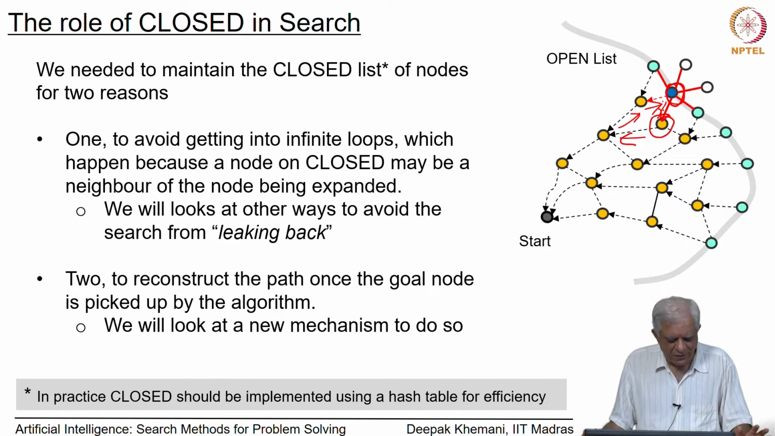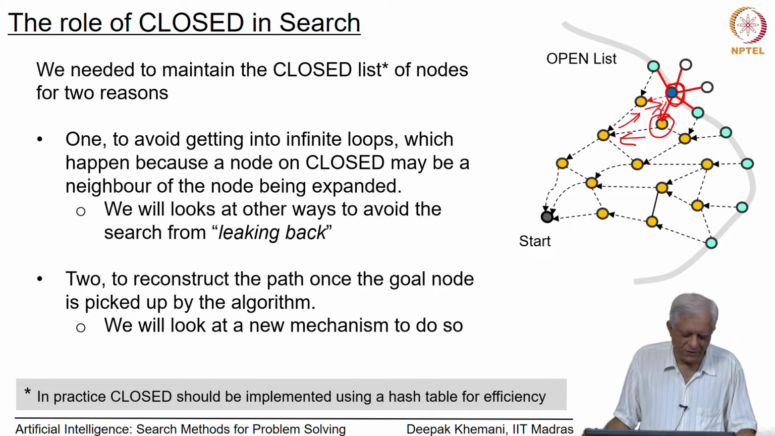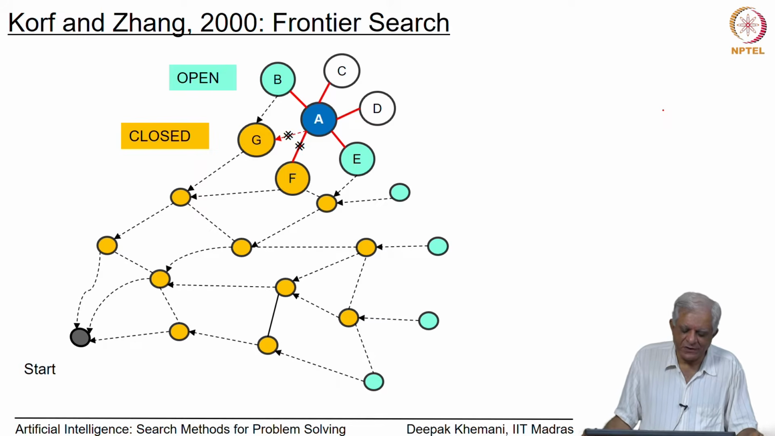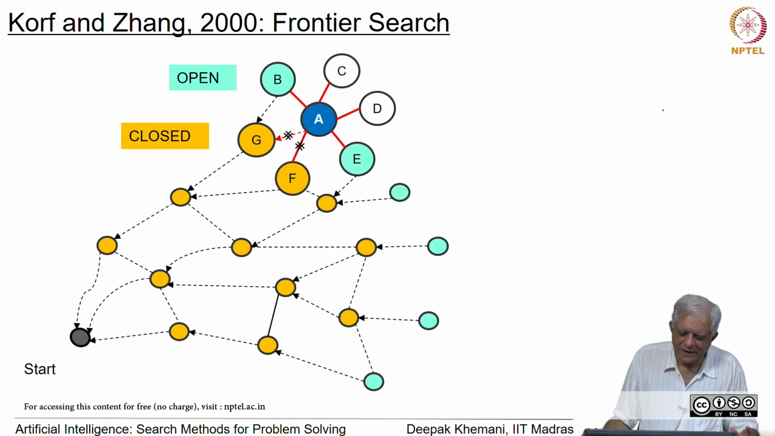So, what is our goal now? Our goal is to look at an algorithm which prunes the closed list, but which also maintains the functionality that you do not get into infinite loops, and you can find the path or return the path that we have found essentially, for which we had also needed closed. So, this algorithm was given by Korf and Zhang in 2000. Half of its name is frontier search. So, let us focus first on the frontier part of the search.